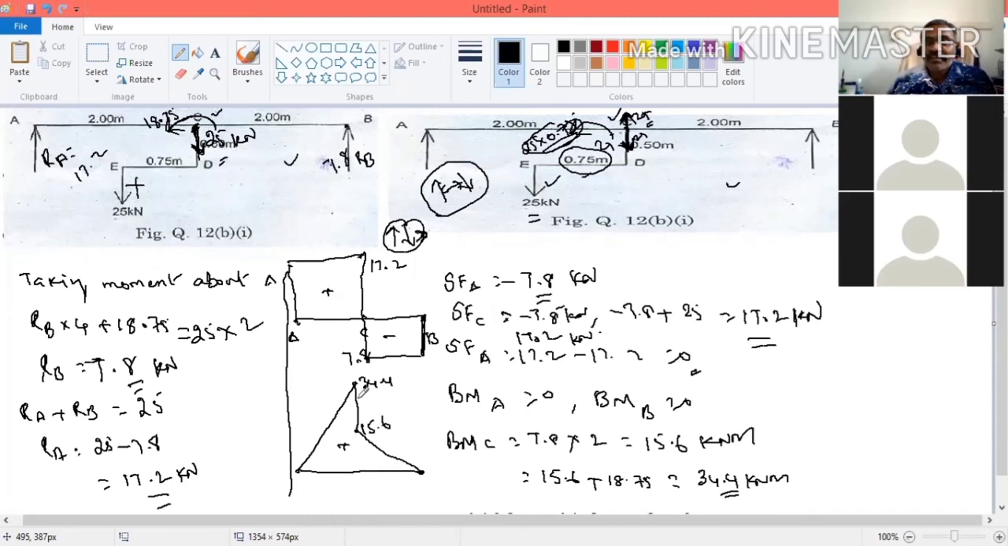Once again, I will tell you, remember that when you calculate the shear force, when there is a point load, you have to calculate two times, without the point load and with the point load. Similarly, when a beam is subjected to a couple, you have to find the bending moment two times. Without the couple, you calculate the bending moment. With the couple also, you calculate the bending moment. So this is the way you have to solve the problem. Right?